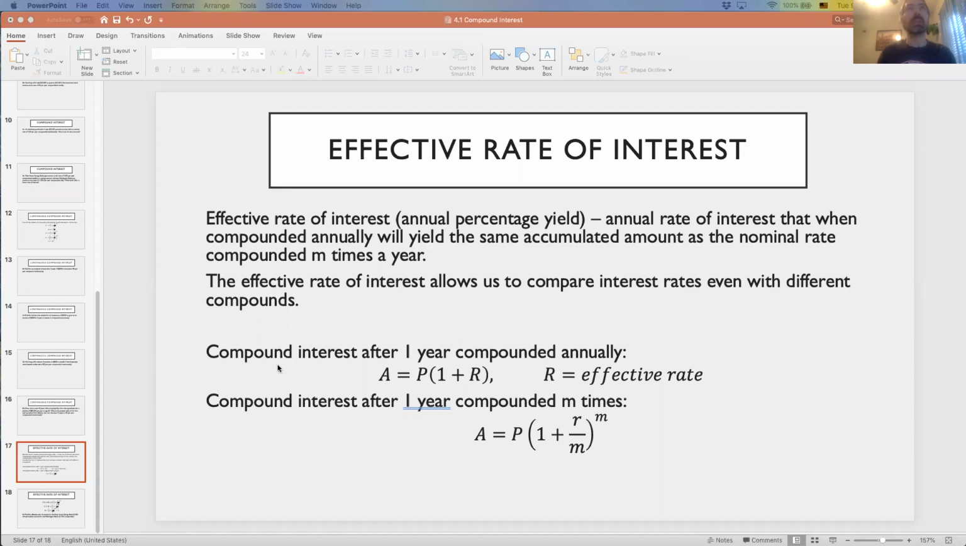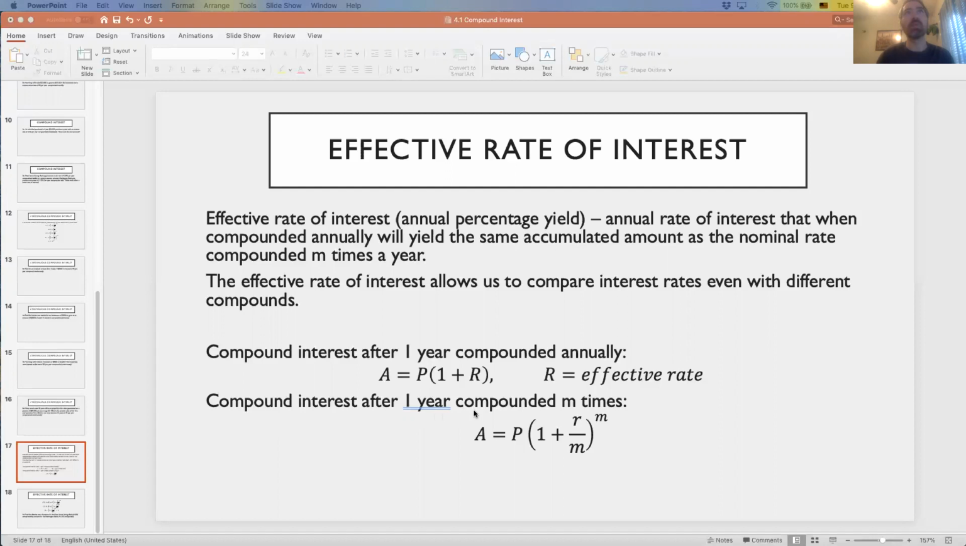Okay, so here we have the compound interest after 1 year compounded annually. That's what the effective rate of interest is. That's the interest amount after 1 year, assuming that it's compounded annually. And that's A equal P times 1 plus R over M raised to the M times T, right? But we're saying after 1 year, so T is 1. And we're compounding annually, so M is 1. So that just simplifies it to A equal P times 1 plus R.